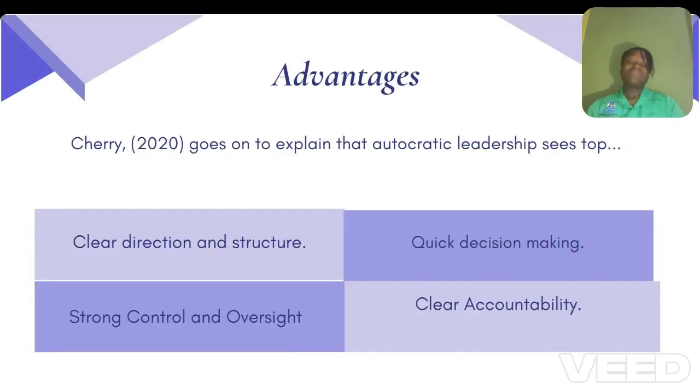So as it relates to the advantages, and I know it may be hard to believe, but yes, we have some advantages. The decision making is quick. Accountability is clear because the leader is the one carrying through everything. So, off the bat, you're accountable. And of course, there is a clear sense of direction and structure, and there's strong control and oversight.